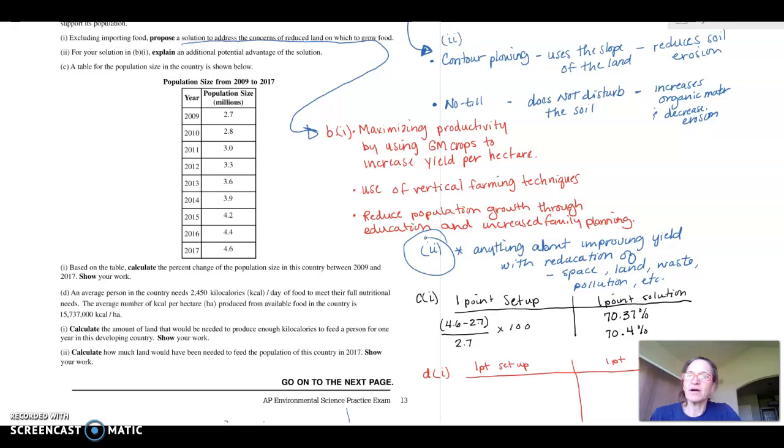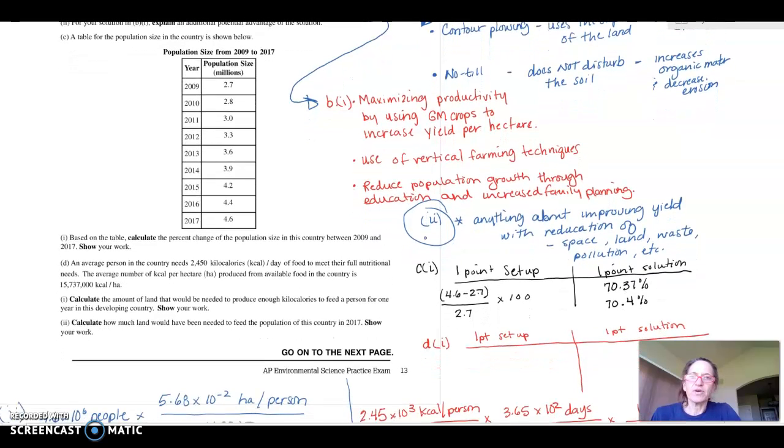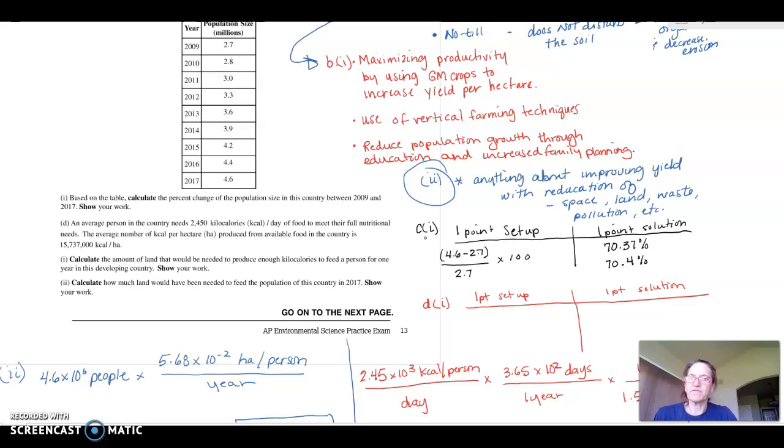All right, now going on to C. There's a table here. A table for population size in a country is shown below. Population size is from 2009 to 2017 in millions. And we're just going to look at those numbers and calculate some different things with those numbers in that population. So number one, based on the table, calculate the percent change of the population size in this country between 2009 and 2017. I'm going to take the end population, which is 4.6, minus the start population, which is 2.7, and divide that over the start population because I'm looking for a percent change. I have to take what it ended minus where it started, divided by where it started, and then take it times 100 because I want it as a percent.